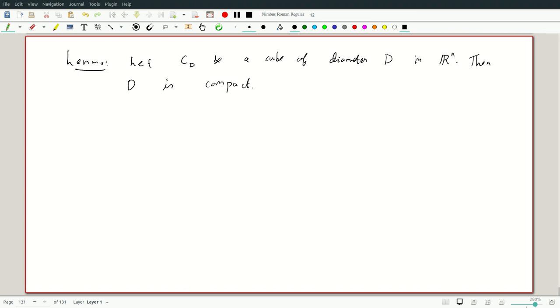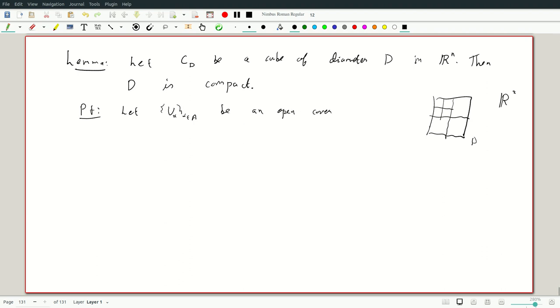Note these things will use Rn significantly. For instance, even for infinite dimensional vector spaces, the corresponding result is not true in general. So let C sub d be a cube of diameter d in Rn. In the pictures, I'll just take R2. What we'll do is just keep breaking up the cube into smaller and smaller cubes. And eventually, we'll use the fact that they come down to a point. Okay, so more precisely, let U alpha, alpha in A, be an open cover of C sub d.